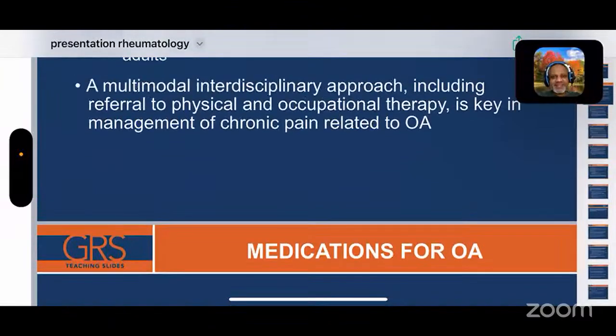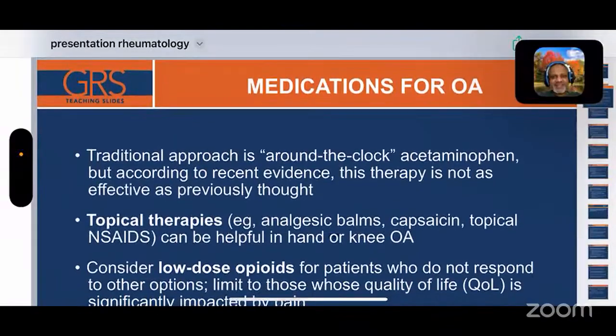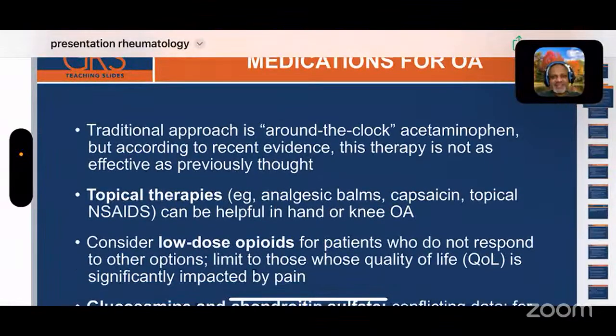Now, let's move to the pharmacological agents that we use in osteoarthritis. First of all, topical non-steroidal anti-inflammatory drugs are first-line analgesia. They may be particularly beneficial for patients with osteoarthritis of the knee or hand.